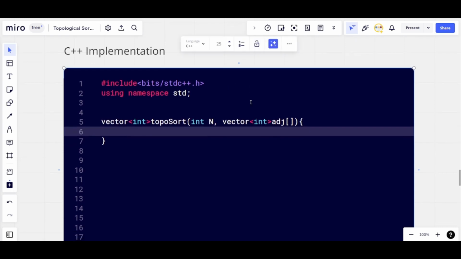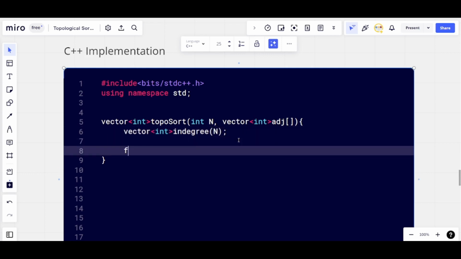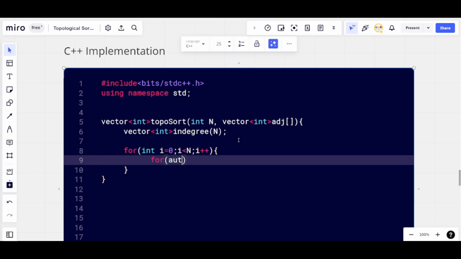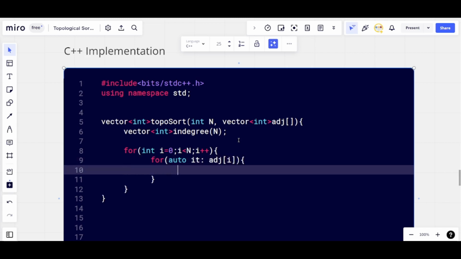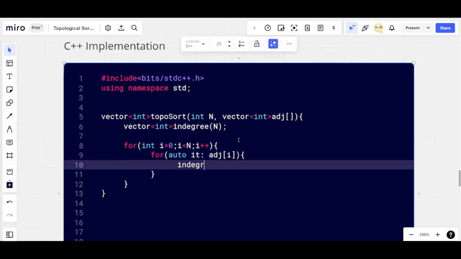So here, first of all, I will declare an array. Let's call it in degree array, which will store the in degree for all the nodes. So I will iterate over all the nodes, starting from node number 0 till node number n minus 1, and for every node I will traverse its neighbors. So I will traverse the neighbors of every node, and for those neighbors I'm incrementing the in degree by 1.